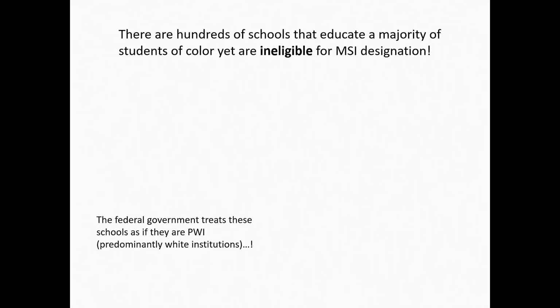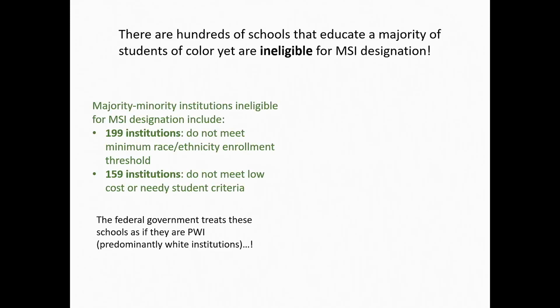The thing is, there are hundreds of schools that are actually educating a majority of students of color, but are ineligible for the minority serving institution designation. If you look at the data, there are 199 institutions that don't meet the minimum race ethnicity enrollment thresholds, but are still educating a majority, over 50%, students of color. There are also 159 institutions that don't meet the low cost or needy student criteria, but again are educating over 50% students of color.